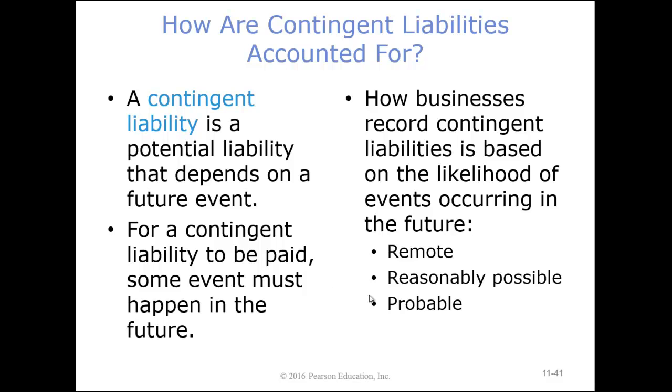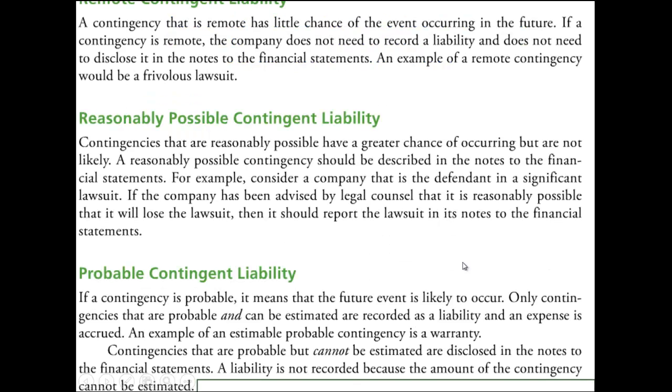The last thing we're going to talk about here in this chapter is a contingent liability, and that's a potential liability that depends on a future event. So we're not sure what the outcome is going to be. And if it looks like the outcome is going to be remote or probable or reasonably possible, that's going to determine how we need to account for it. Okay? So if something is remote, it has little chance of occurring, and if that's the case, we are not going to need to record a liability or even disclose in the footnotes of the financial statements.